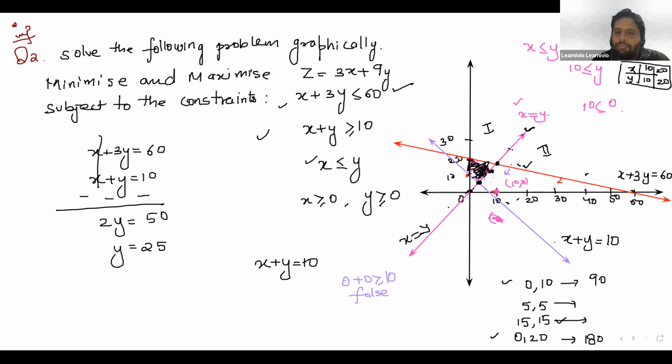So you need the critical point here. You need to solve these two equations, x is equal to y and this one, then you need to solve this one. There's no need to find this critical point, Aman. This lies outside the first quadrant, we don't need this point. So just find this point and this point. Solve these two equations, x equal to y and this one.